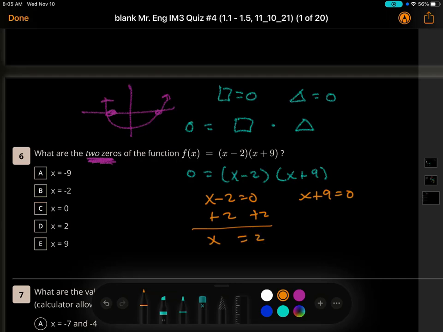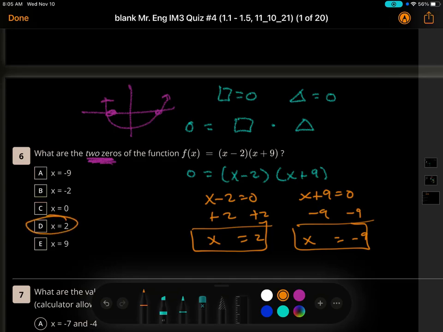Add 2, x equals 2. Subtract 9, x equals -9. So what are the two zeros? x equals 2 and x equals -9. Why does it make it equal 0? Because if you put in -9, you get 0 there. Or if you put in 2 here, 2 minus 2 would give you 0, and 0 times whatever that is on the other side doesn't really matter, you will get a 0.